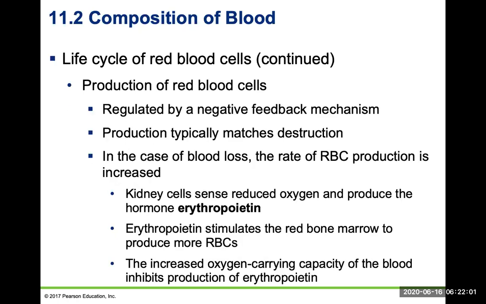The production of red blood cells is regulated by negative feedback. The production typically matches destruction. So in the case of blood loss, the rate of red blood cell production will be increased, and your kidney cells control that. They can sense a reduced oxygen and produce a hormone called erythropoietin, which will stimulate the red bone marrow to produce more red blood cells.